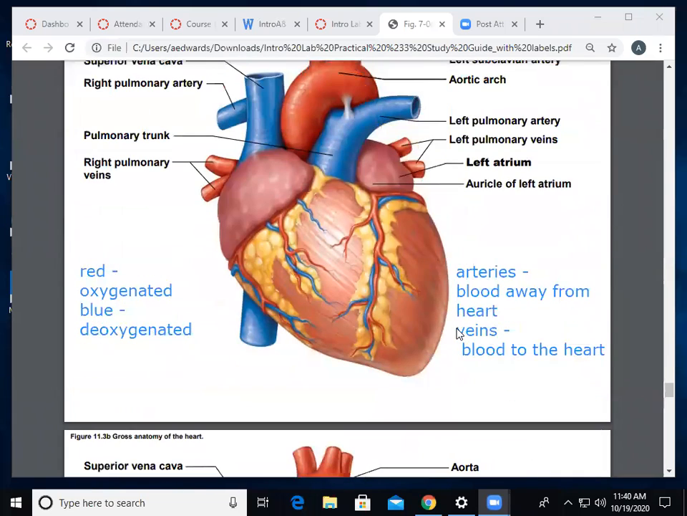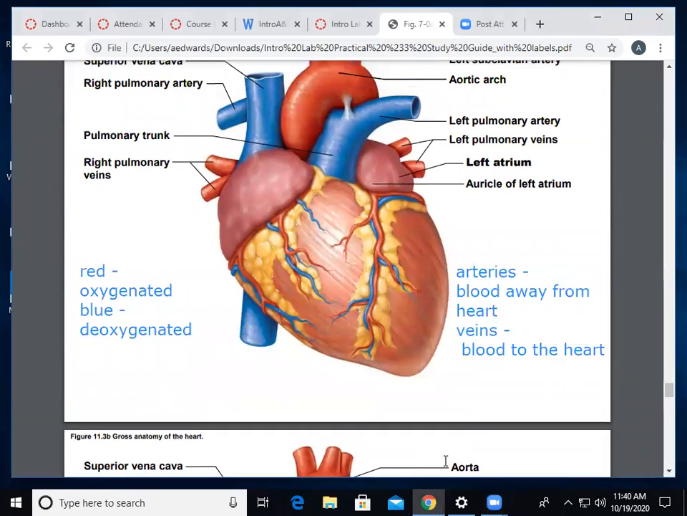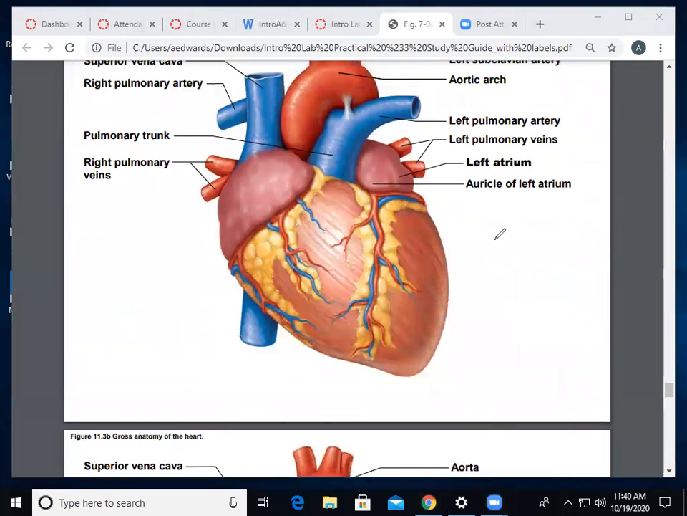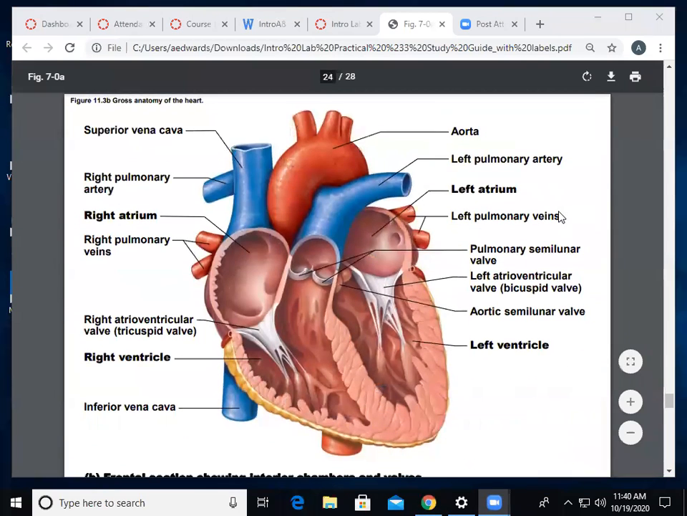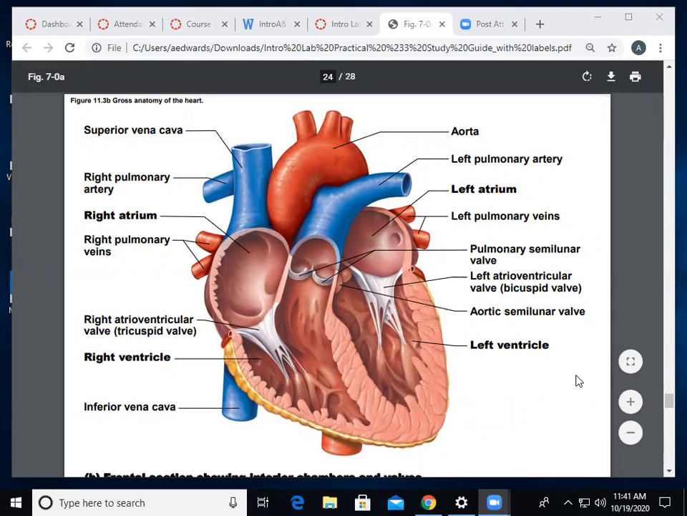Okay. So let me get rid of the annotations. Here we are. Okay, so this view basically takes like a frontal section. Okay, so we're able to see a few more structures this time. So in this view, you can see here's that left atrium again.